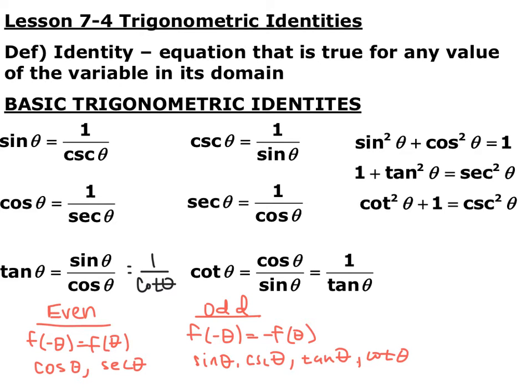Section 7.4 is solving trigonometric identities. Basically, it's proving trig equations and doing proofs with trig functions. And for that, you'll need a lot of the trig identities that we've talked about.